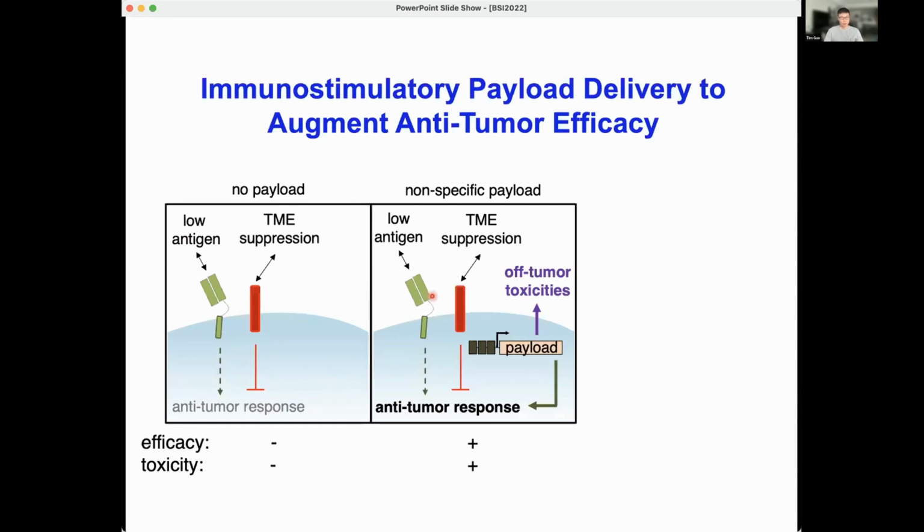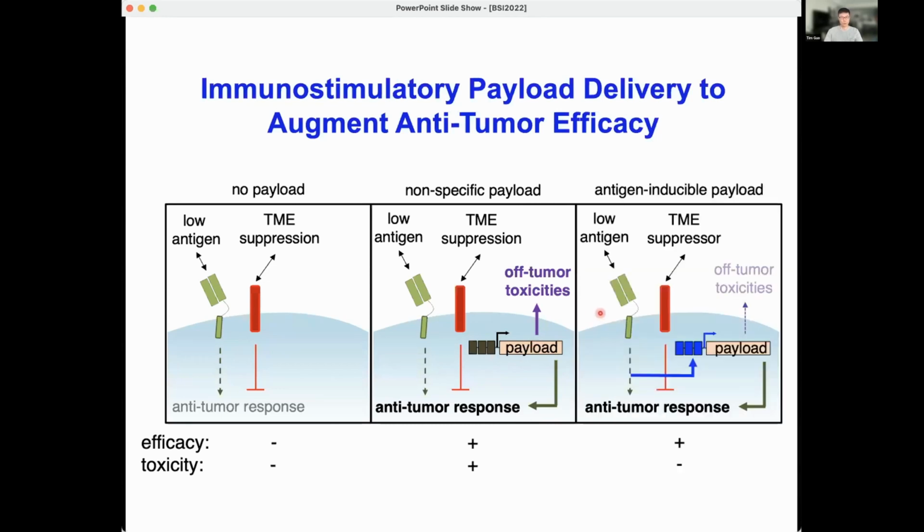So one way to improve the anti-tumor efficacy of these engineered cells is that you can equip them with additional payload, for example, inflammatory cytokines. The problem here is that when you constitutively produce these cytokines under a constitutive promoter, yes, you can drive anti-tumor responses, but at the same time, it also unleashes off-tumor toxicities due to the systemic nature and the constitutive nature of this modality.